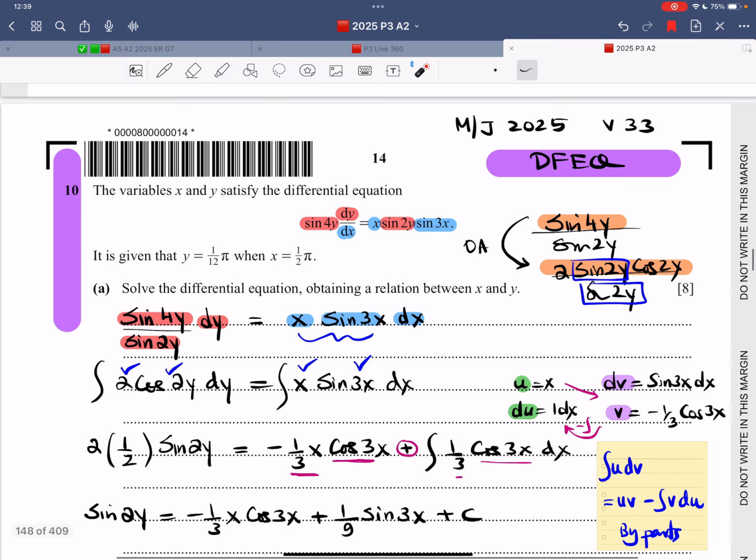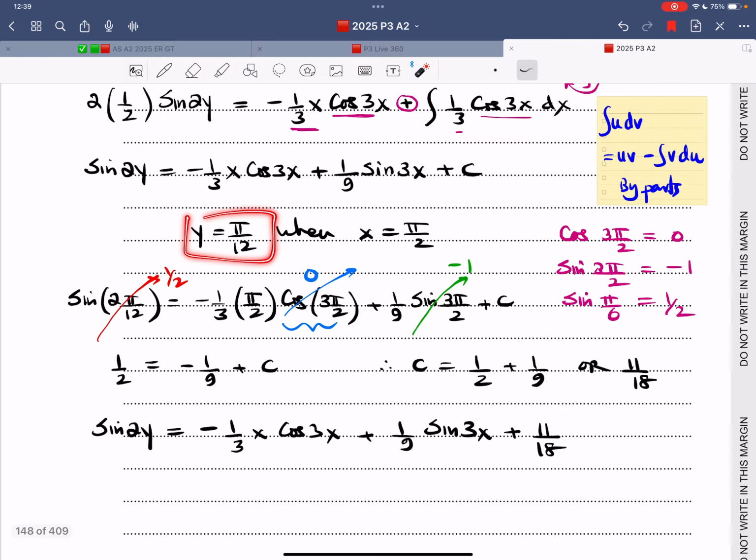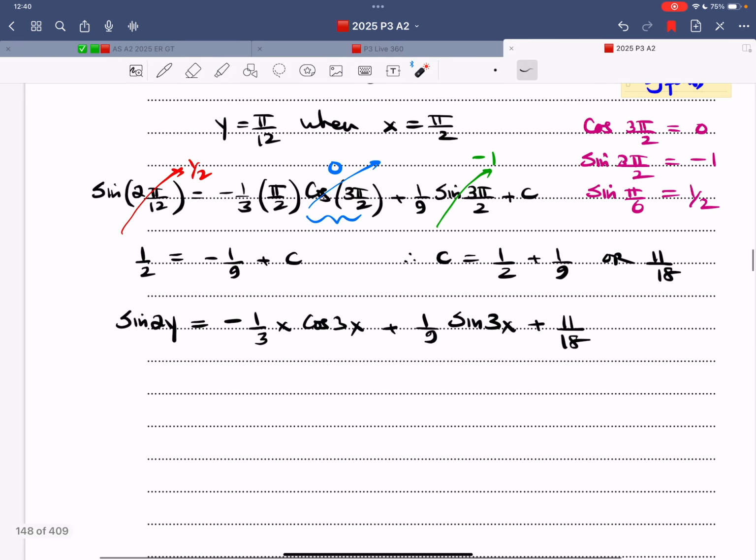Now the condition, y is pi by 12, x is pi by 2. So few things that we need. Cosine of 3 pi by 2 is 0. Sine of 3 pi by 2 is -1. Sine of pi by 6 is half. Simplify, you get c as a fraction form. Sine 2y is this thing.